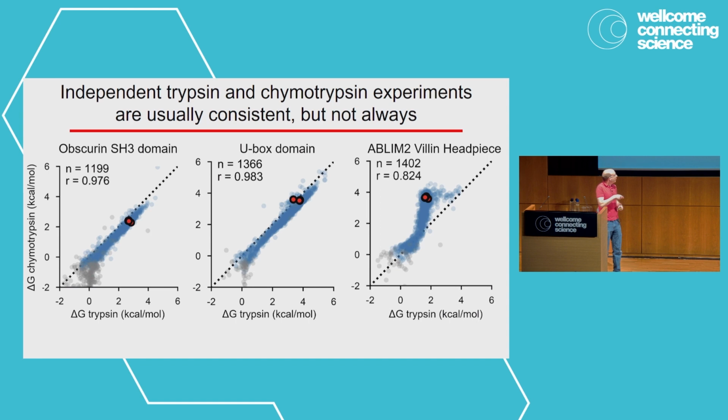This is what some of our data looked like, where we actually saw real differences between trypsin and chymotrypsin. So the chymotrypsin data on the y-axis for all the mutants of this domain are spread out over about 4 kcal per mole. The trypsin data only goes up to about 2 kcal per mole. So basically, everything's getting cut by trypsin before it's getting cut by chymotrypsin.